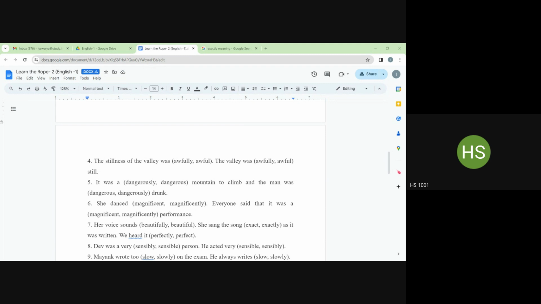Sixth one, she danced magnificently. Everyone said that it was a magnificent performance. She danced magnificently. The second is magnificent. Correct. First one is magnificently. Second one is magnificent, right? So you understand why we are choosing these things, right? That is more important. In the first case, you are trying to describe the verb, so it had to be an adverb. Second one is about the performance, which is a noun, so you chose adjective.